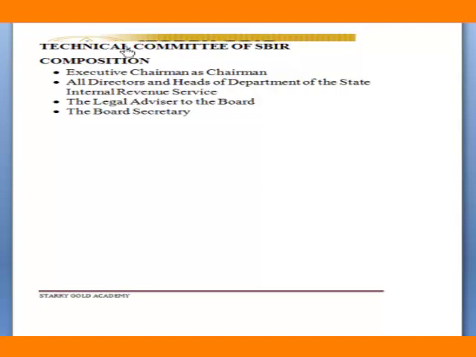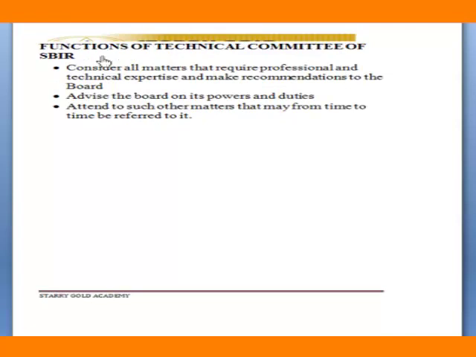For the technical committee of the State Board of Internal Revenue, just like we had a technical committee of the FBI, the composition is made up of the executive chairman as chairman, all directors and heads of department of the State Internal Revenue Service, the legal advisor to the board secretary. Okay? All right? What are their functions? They consider all matters that require professional and technical expertise and make recommendation to the board. They advise the board on its powers and duties. They also attend to such other matters that may from time to time be referred to it.